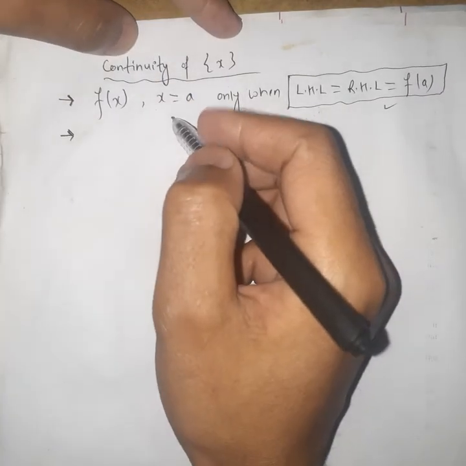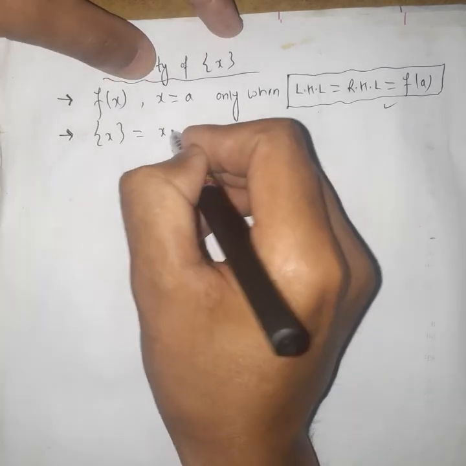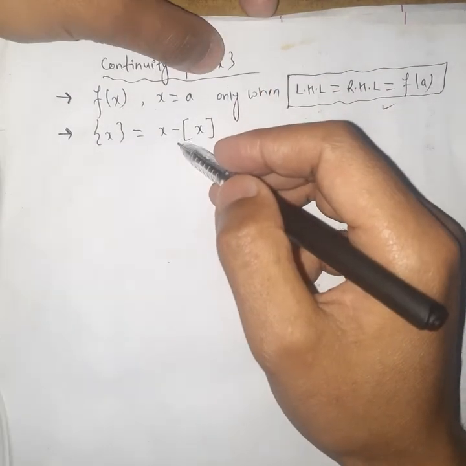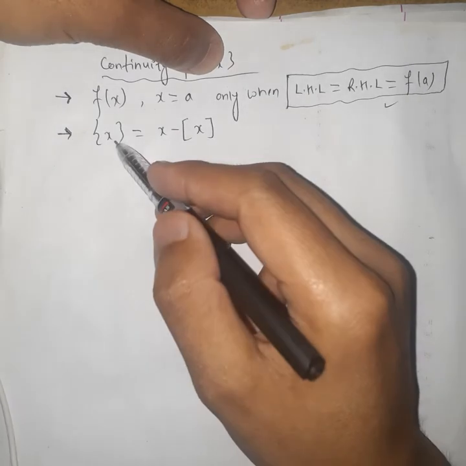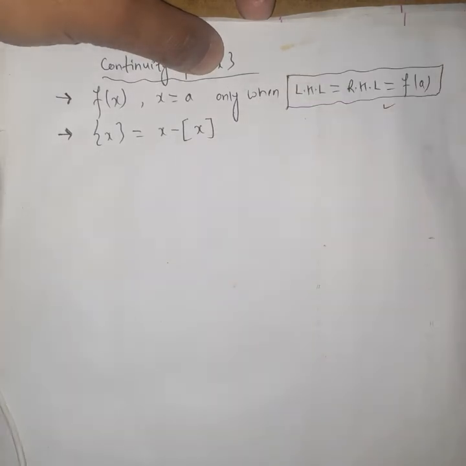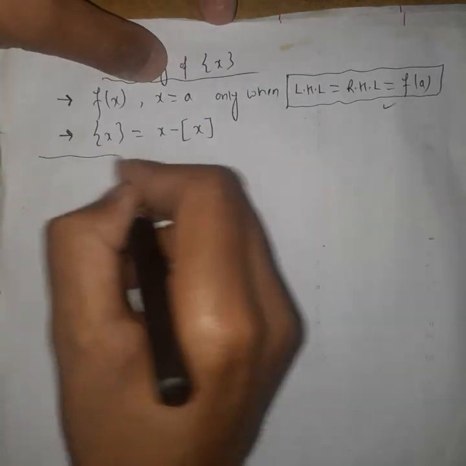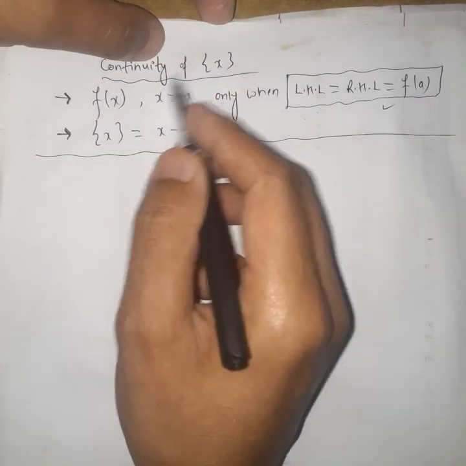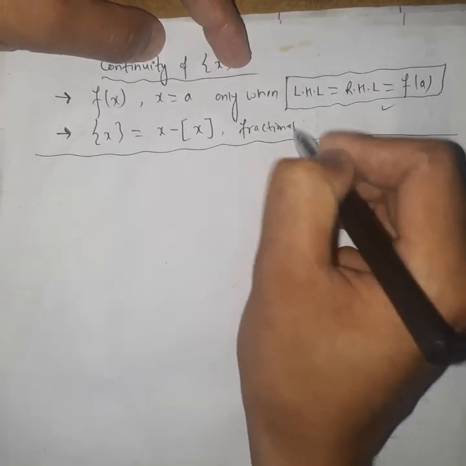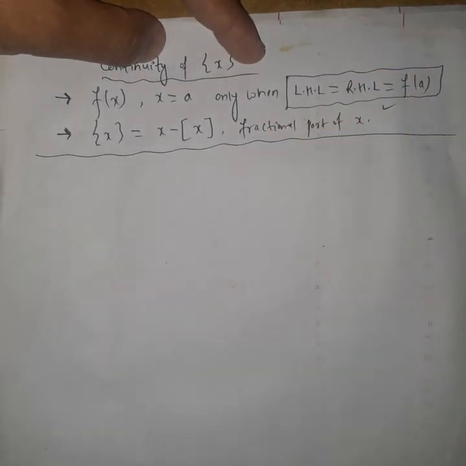Let's recap the definition of the fractional part function. The fractional part function is defined as x minus the greatest integer of x. This equation represents the definition of the fractional part of x. It is just x minus the greatest integer of x. This is all about the continuity of a function and the fractional part function.